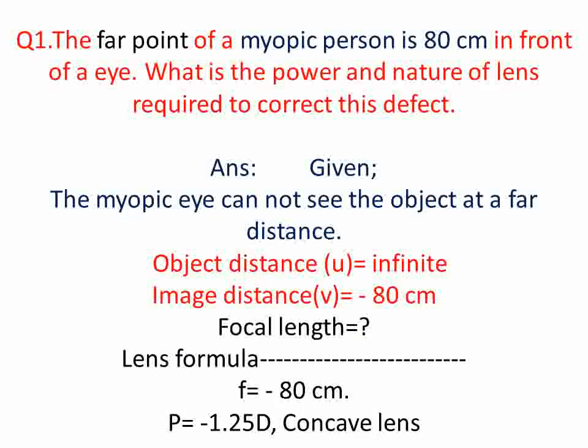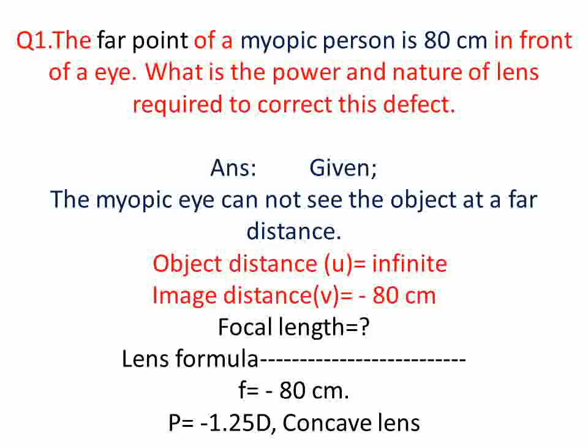This is the question. The far point of a myopic eye is 80 cm in front of the eye. This means the far point is not at infinity. The object is placed at infinity, like stars. Therefore, object distance u is equal to infinity, but the image is formed at 80 cm, so the image distance v should be 80 cm. What is the power of the lens?